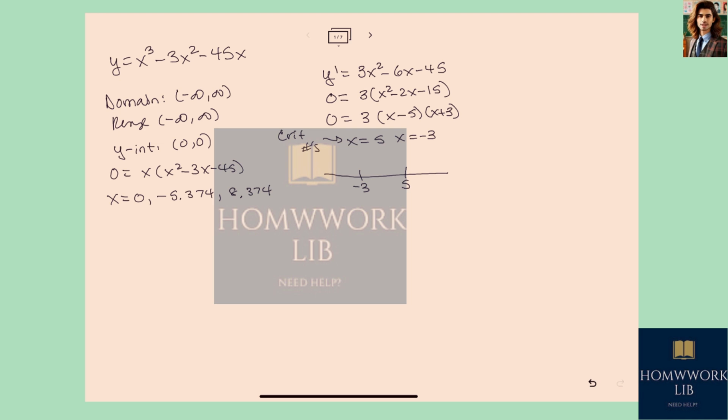Okay, so if I put in something smaller than -3, like -4, I'm going to get out something positive, which means my graph is going to be increasing here. 0 is going to give me a negative, so I'm going to be decreasing here, which means I'm probably going to be increasing after 5, but let's double check. Yes, I'm going to get a positive here. I'm going to be increasing. So this is telling me that I'm going to have a relative max at -3 and a relative min at 5. Let's get y coordinates to go along with those points while we're at it here.